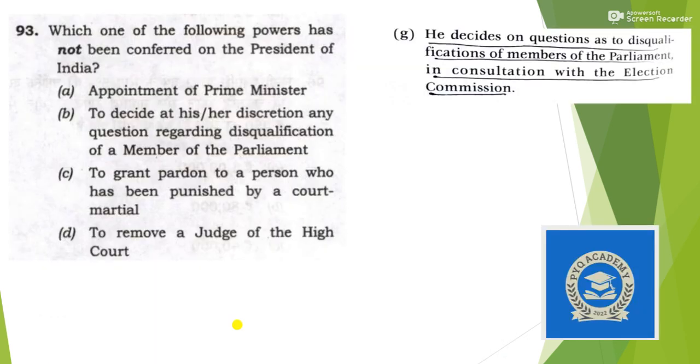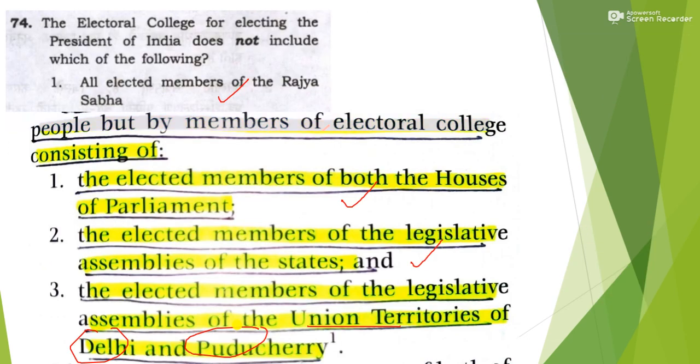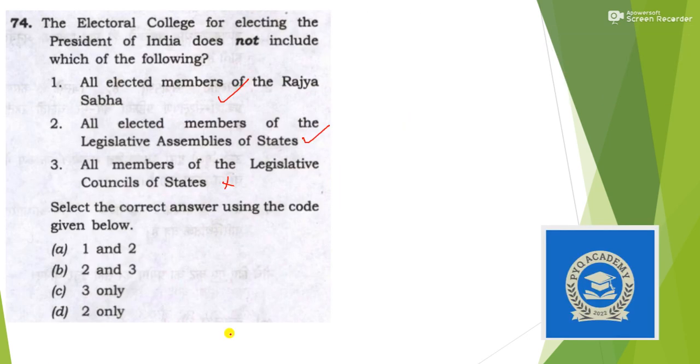Although in future J&K will also be added, right now it is only Delhi and Puducherry. So here the answer will be option A, 1 and 2 only.